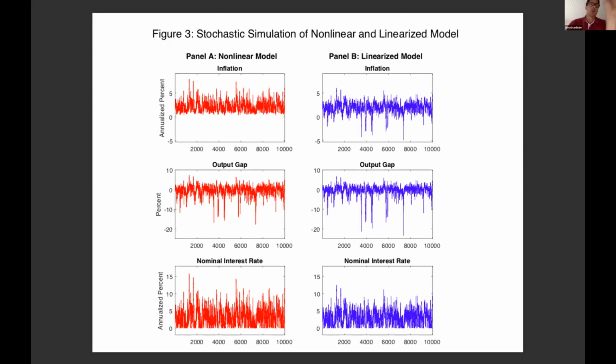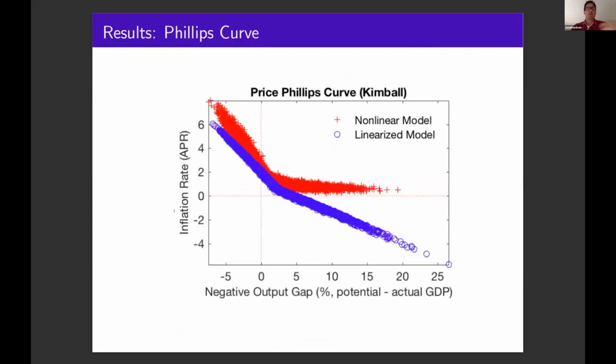In the left panel here, you see the nonlinear model. In the right panel, you see the linearized. You can see already here, just look at the top row, that the nonlinear model basically never features inflation below zero, versus the linearized model, which is going to have several episodes with large negative inflation.